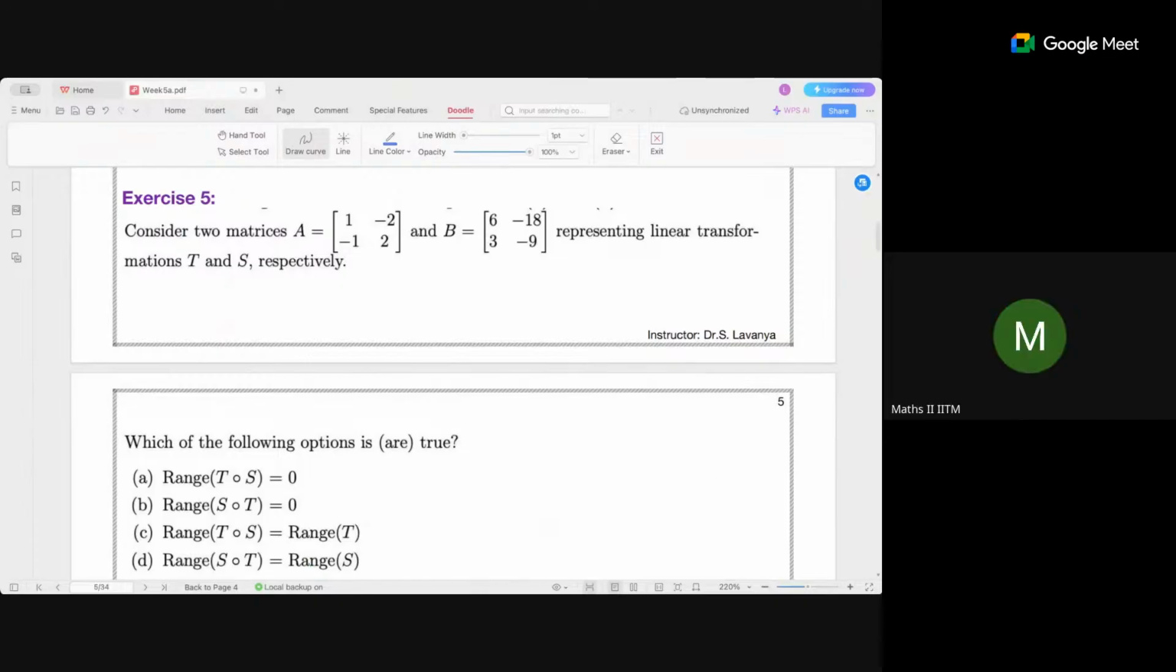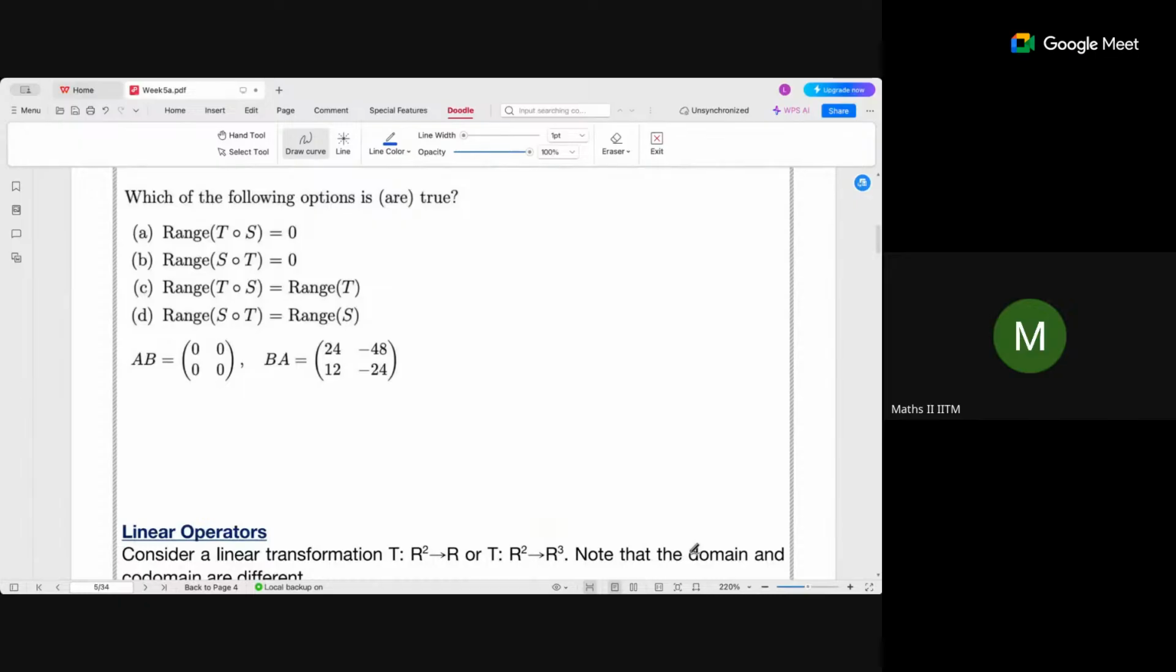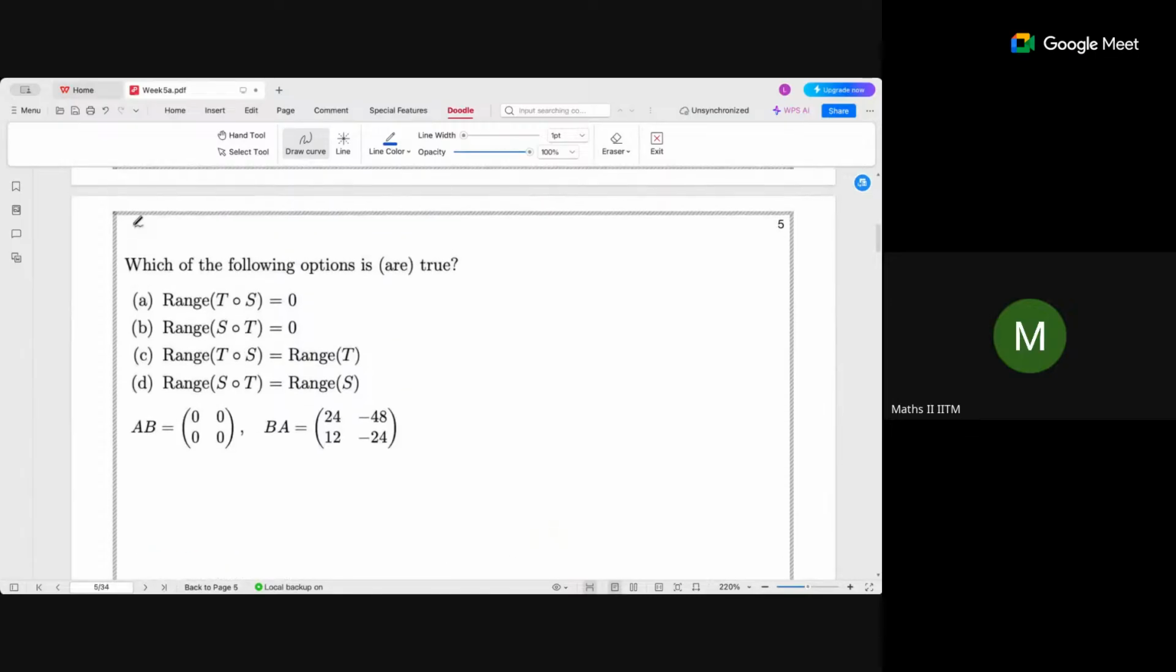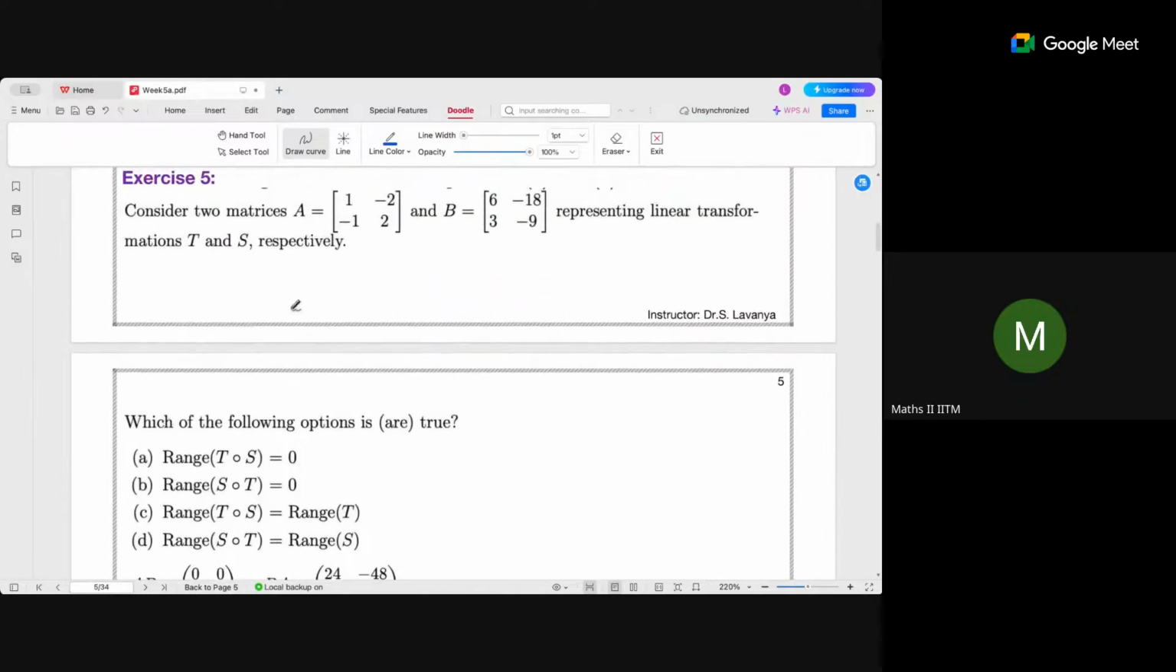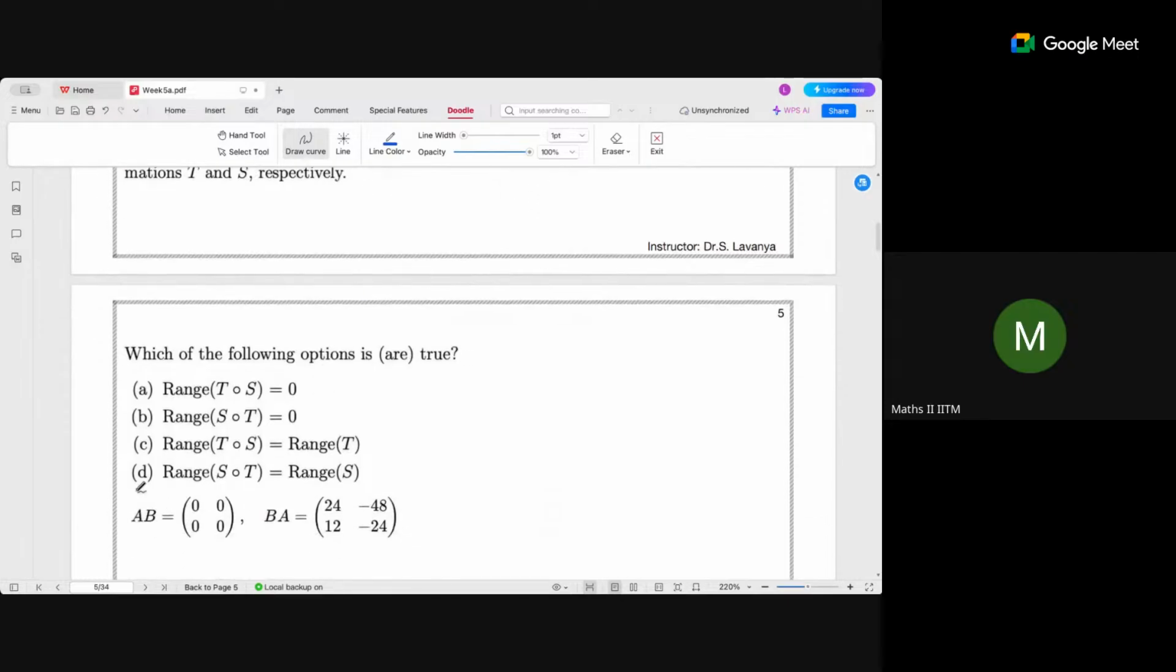Okay, so let us see that here. I have computed AB and BA, so from that, I have given the answer. Was the same technique used by all of you, or did you do it in a different way? Same method. So here you see the range of T composition S is 0. Here A is this and B is this. So T composition S is 0 because of this, and S composition T is non-zero.